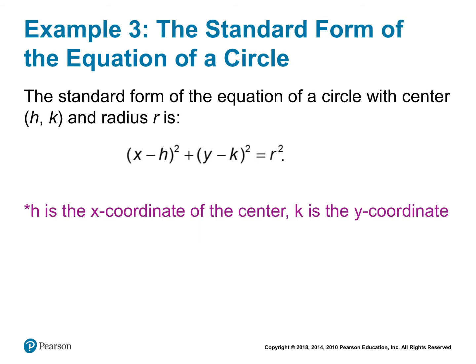Here's the standard form for the equation of a circle. So we have an x involved, we have an h involved, a y, a k, and an r. So the r is the radius. That one's easy to remember. The h and the k are the ones sometimes people mix up. h is the x coordinate. And then k is the y coordinate. And this is of the center of the circle.